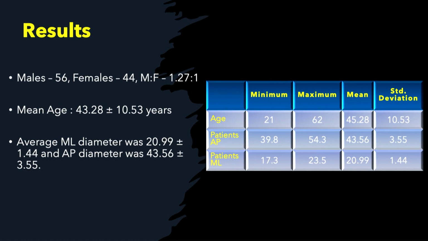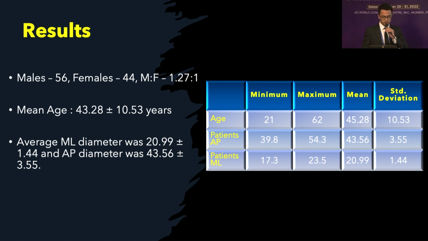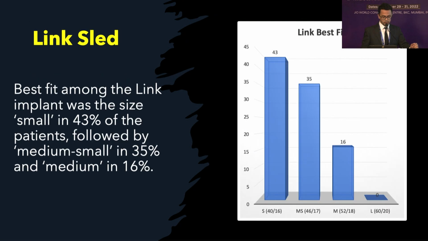In our study, there were 56 males and 44 females, with a male to female ratio of 1.27:1. The mean age was around 43.28 years. The average mediolateral diameter was 20.99 and the anteroposterior diameter was 43.56. For the Link Sled implants, we found that the best fit was small in 43% of the patients, followed by medium small in 35% of the patients, and medium in 16% of the patients. In no patient was the large size required.